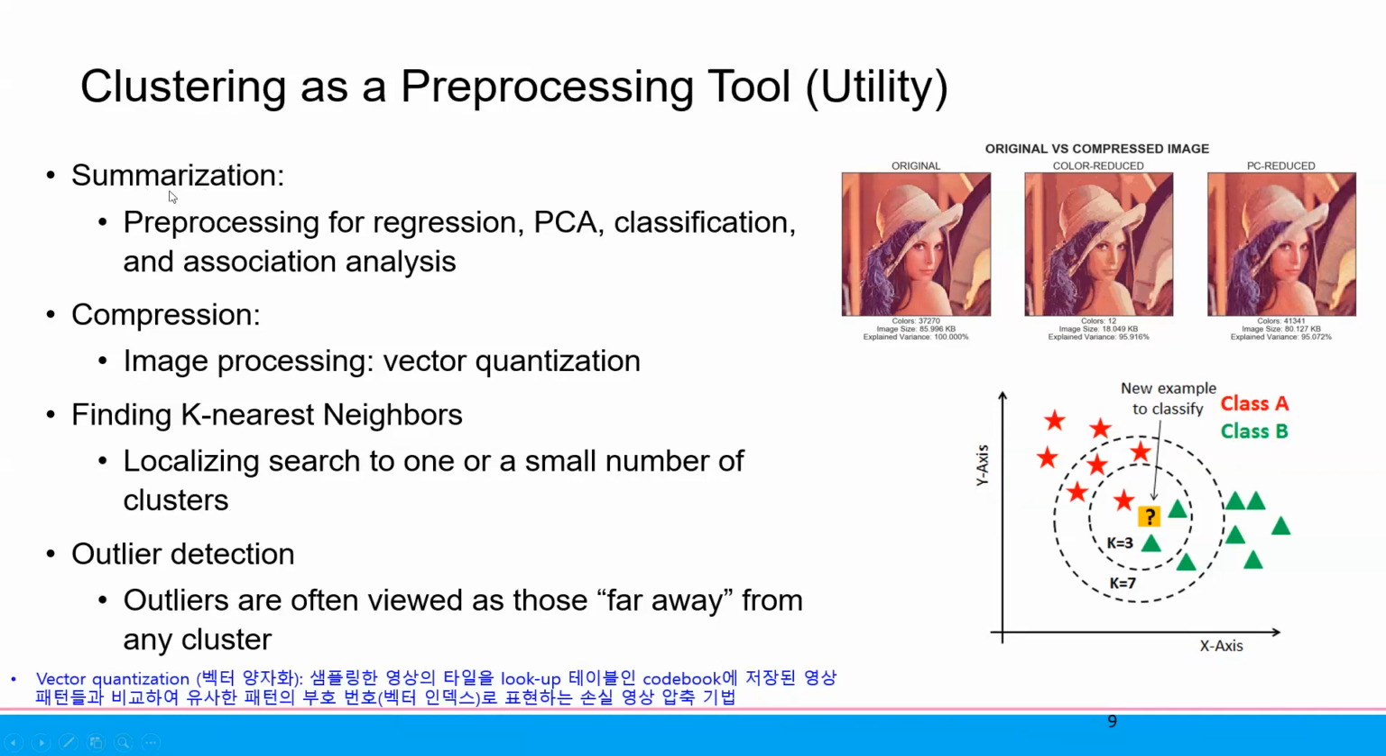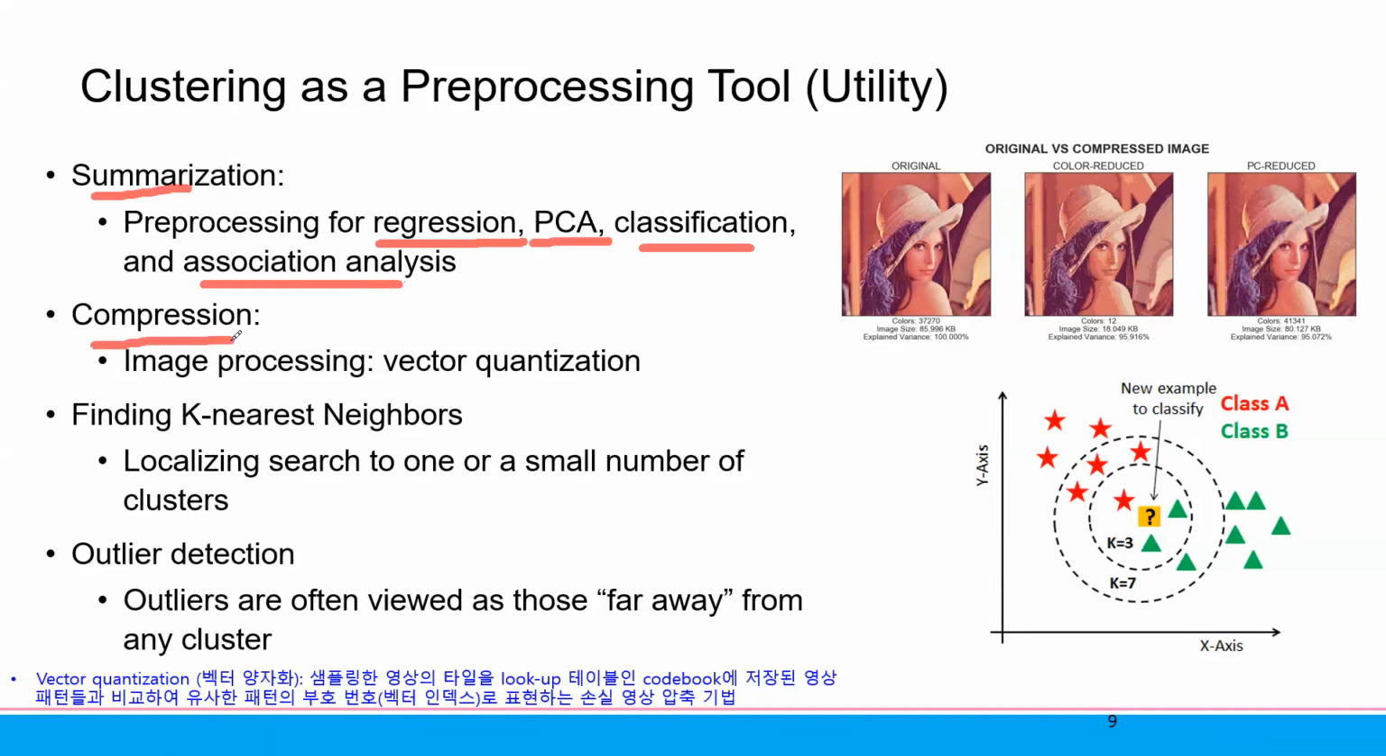We call it summarization. For some summarization, we can make the regression. If we have the regression line, then we can have some idea about our data, whether they have linearity or not. Or we can use PCA. If you know data reduction, PCA can be used for data reduction, but not only for data reduction. We can use it also for showing the data summary. And other things like classification and association analysis.